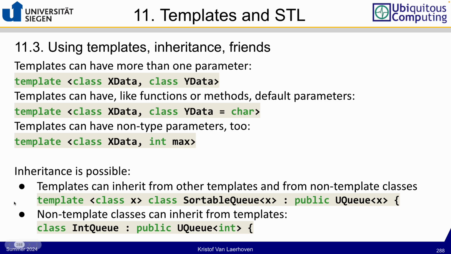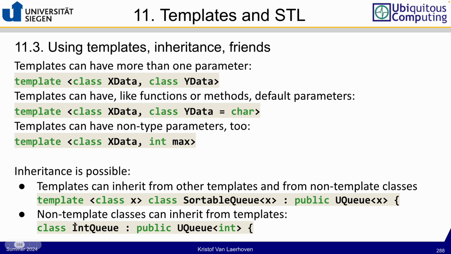Also, inheritance can be done with templates. That means you can inherit from other templates as well as from non-templates. So that is what is written here. So basically, by saying here that we have a type X or a class X that we will use in our templates, and by inheriting from another class, a superclass or a parent class, you can use this template for both of them, right?